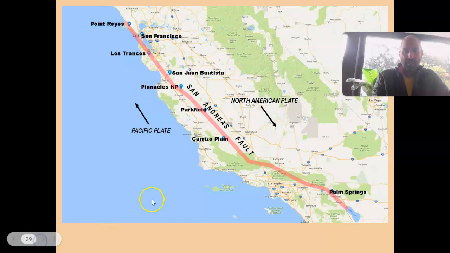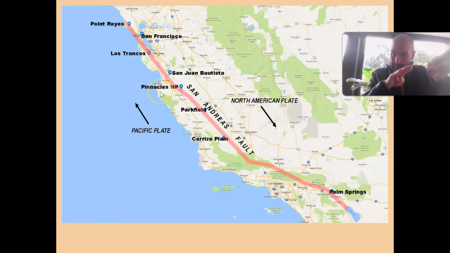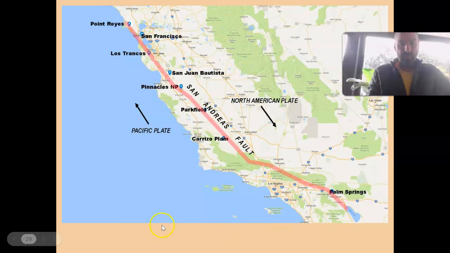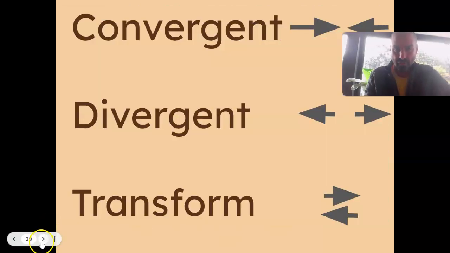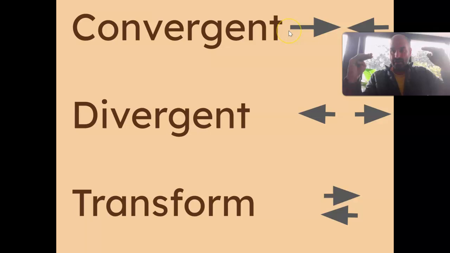So again, this is like the 2 plates. We have the North American plate and the Pacific plate, and they're rubbing against each other. That causes the San Andreas fault, which is why California, if you know anything about California, has so many earthquakes. So we have convergent coming together, we have divergent going apart, and we have transform going next to each other.